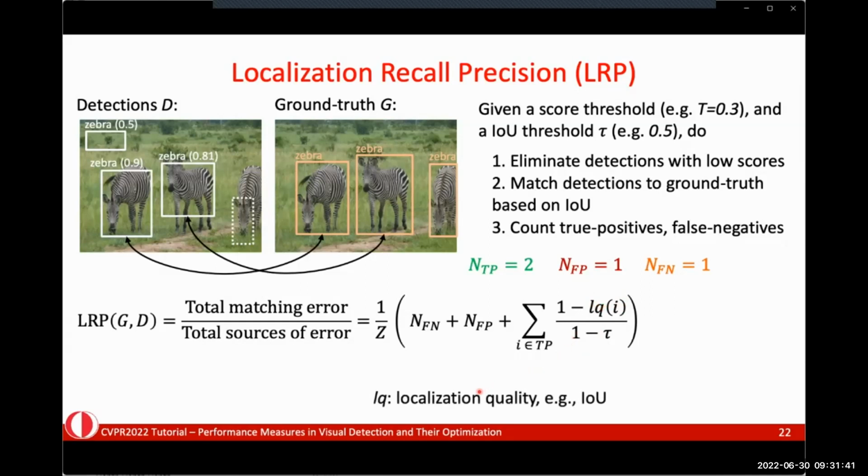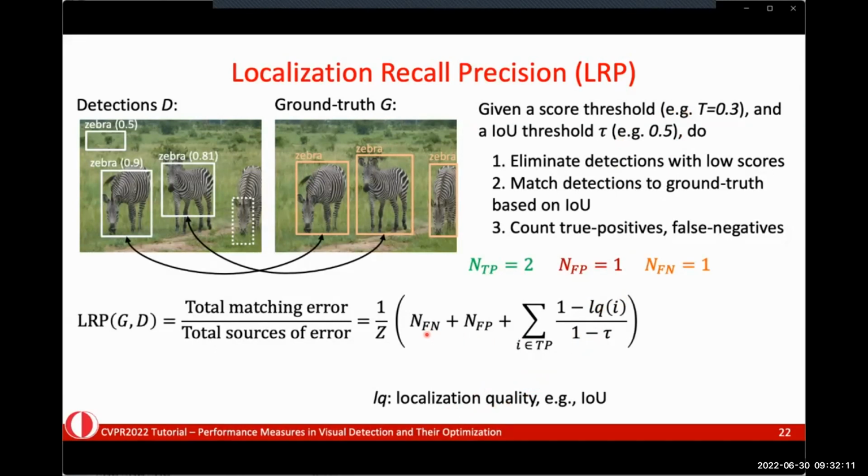One obvious choice for this LQ function is the intersection over union, and this is divided by 1 minus tau, where tau is the intersection over union threshold. This division ensures that for each true positive we have a localization error between 0 and 1. Each false positive contributes to LRP by 1, and similarly each false negative contributes to the LRP error by 1.